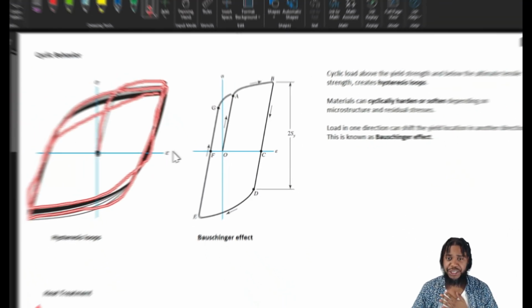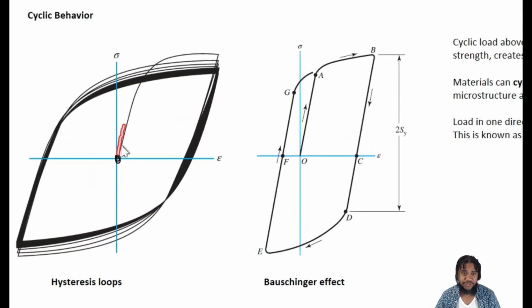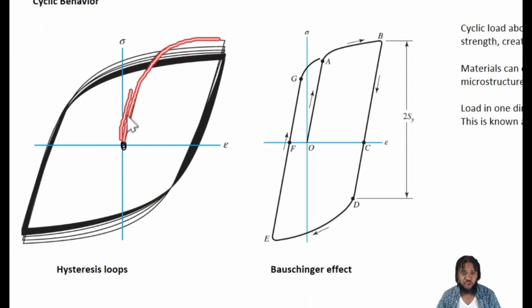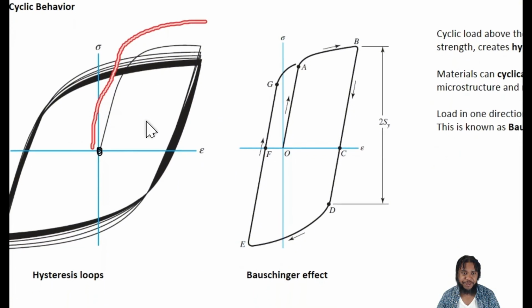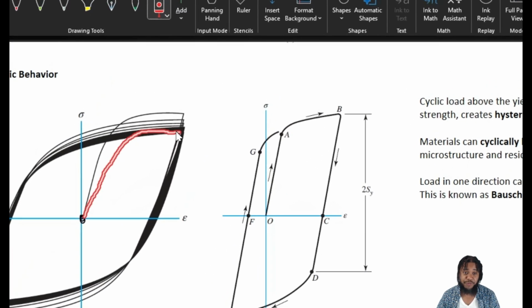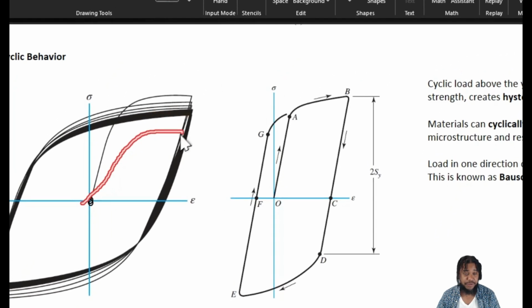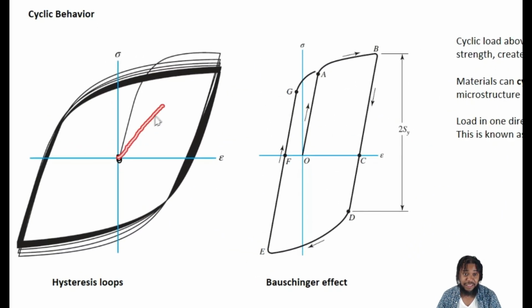And we'll see in materials that some of them cyclically harden. So cycle over cycle, they get stronger. They have more resistance to plastic deformation or to deformation in general. Or we'll find some materials soften, that cycle over cycle, the 1, 2, 3, 10, 1,000, a million, they start to soften.